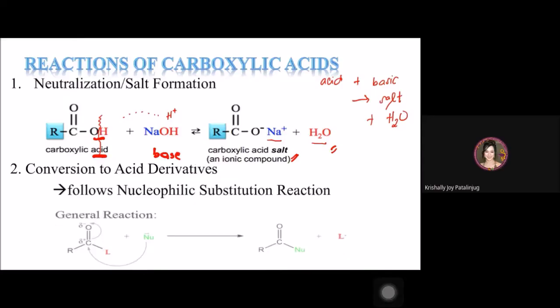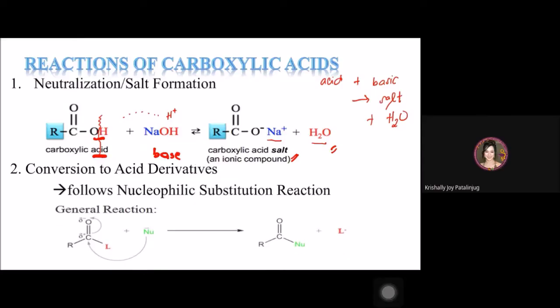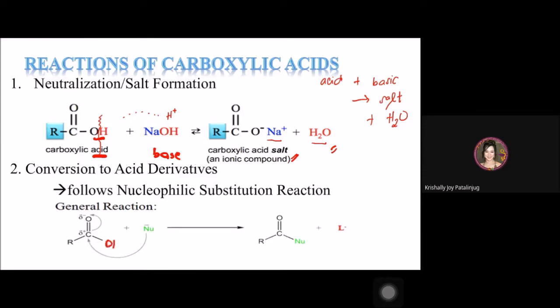Recall that carboxylic acids contain a suitable leaving group, and that is in the form of OH. Thus, during the reaction, since it contains a good leaving group, this hydroxyl group will simply be removed during nucleophilic attack. And what replaces the spot of the hydroxyl is the nucleophile being substituted. So that is all about the general mechanism of nucleophilic substitution reaction.